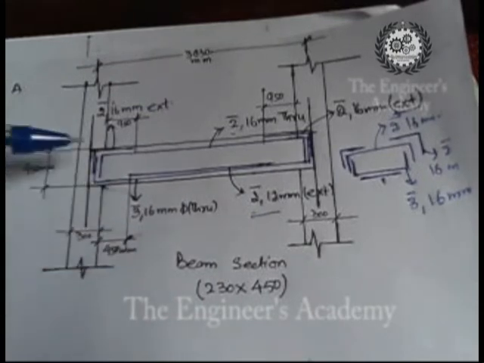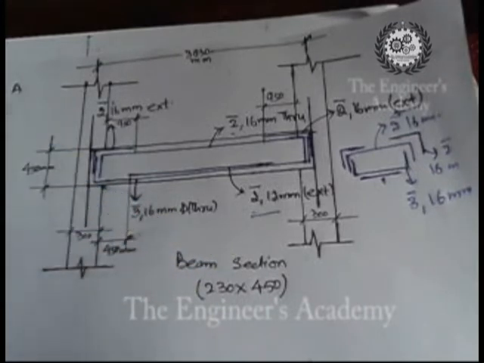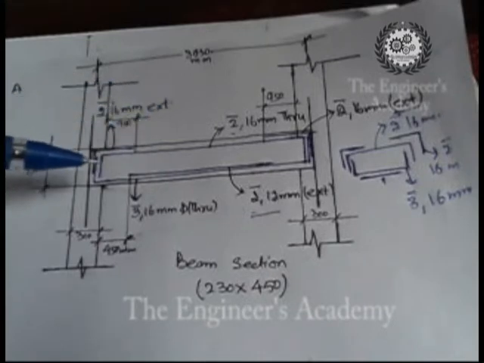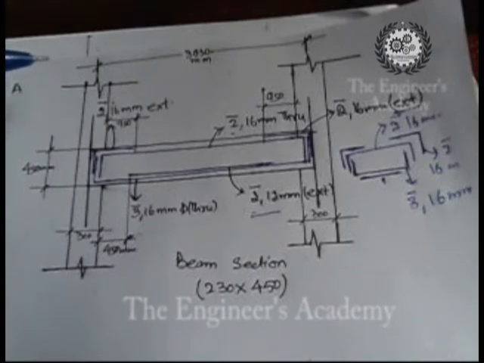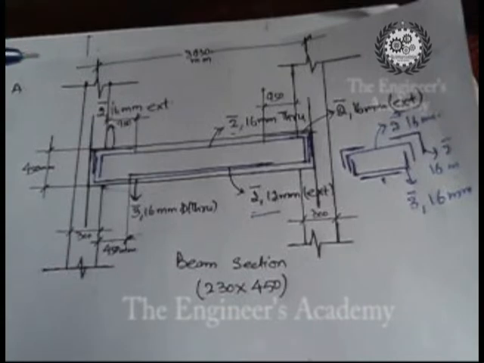So the depth of the beam is more or less 450 mm, as we have the section of the beam as 230 into 450, where 230 is its width and 450 is its depth. We'll be calculating the total steel that will be used in such a beam, but here we will not calculate the stirrups. That will be taught in a separate part of this series. Here we are concerned with calculating the main steel of the beam. So let's start.